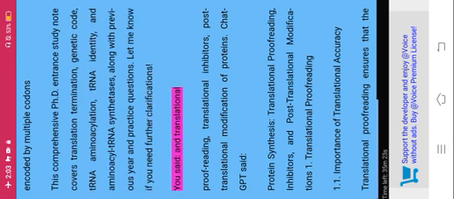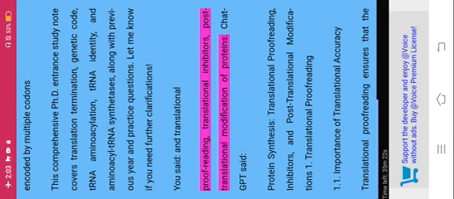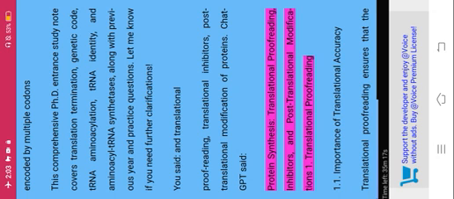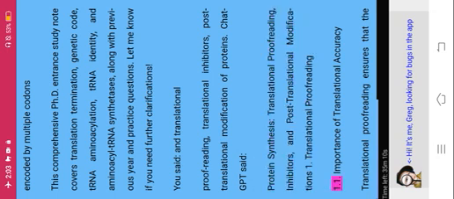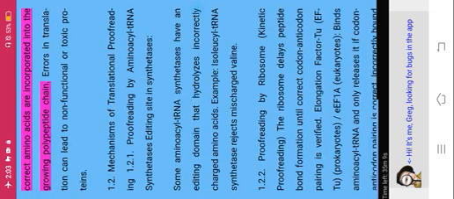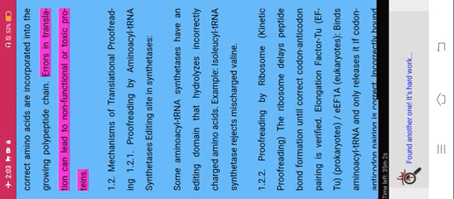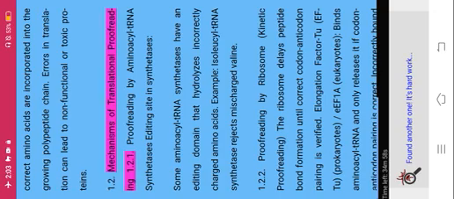You said: translational proofreading, translational inhibitors, post-translational modification of proteins. ChatGPT said: Protein synthesis, translational proofreading, inhibitors, and post-translational modifications. 1. Translational proofreading. 1.1. Importance of translational accuracy. Translational proofreading ensures that the correct amino acids are incorporated into the growing polypeptide chain. Errors in translation can lead to non-functional or toxic proteins.